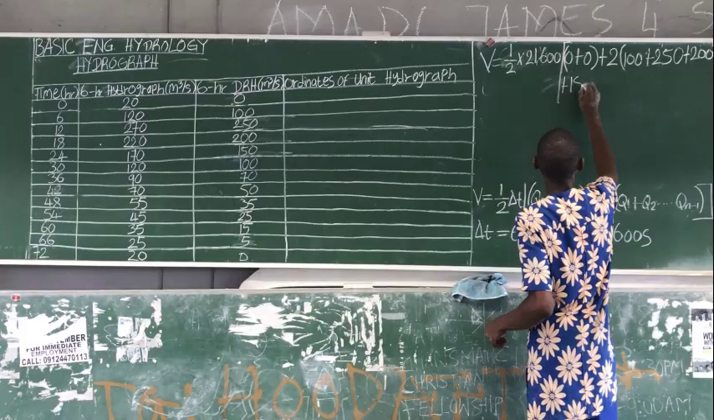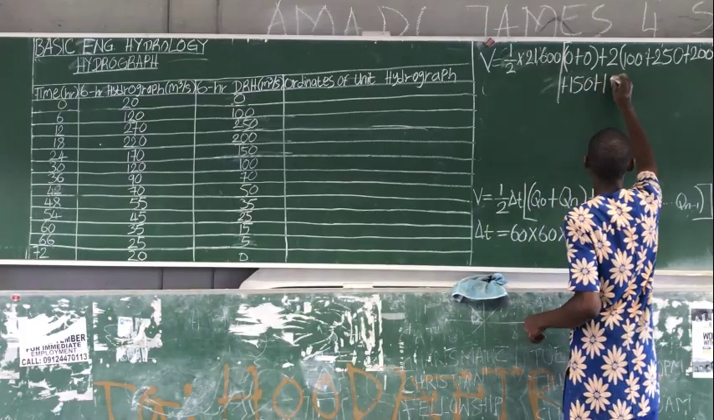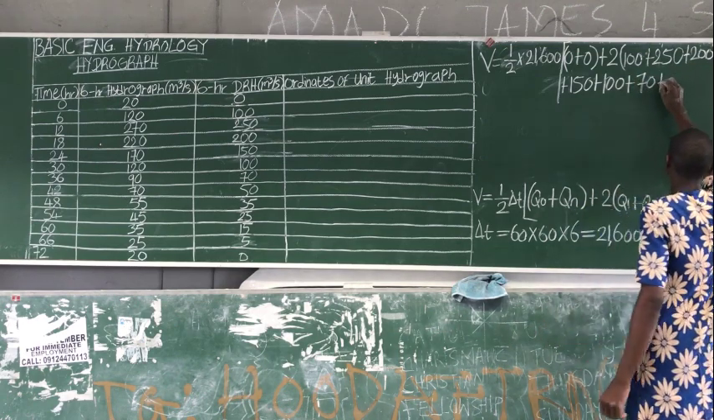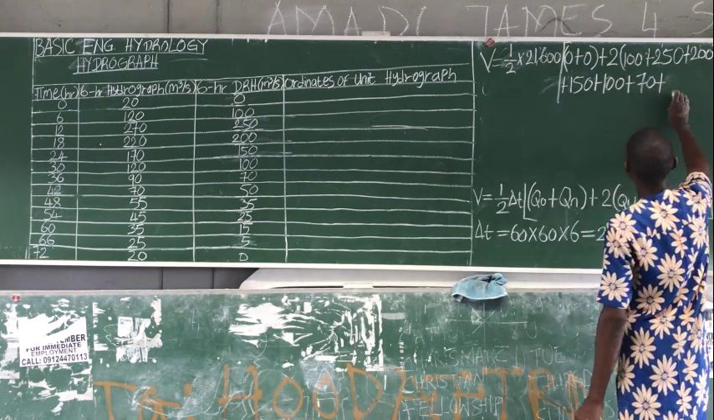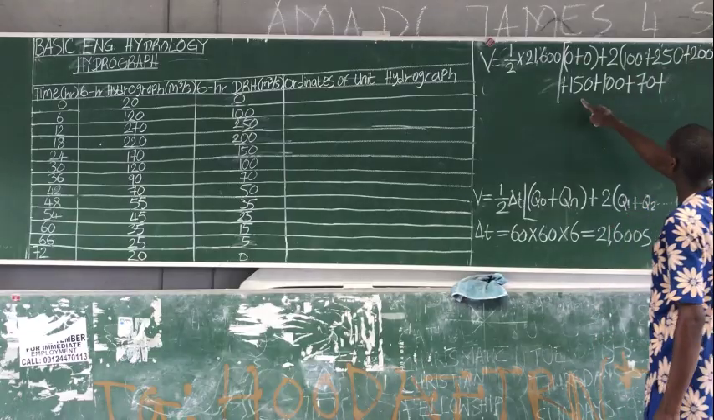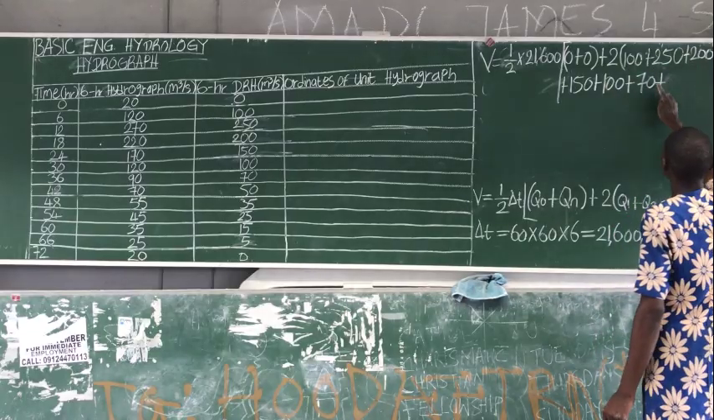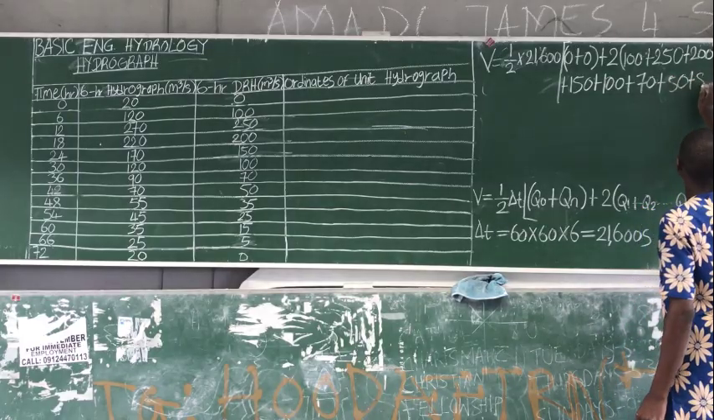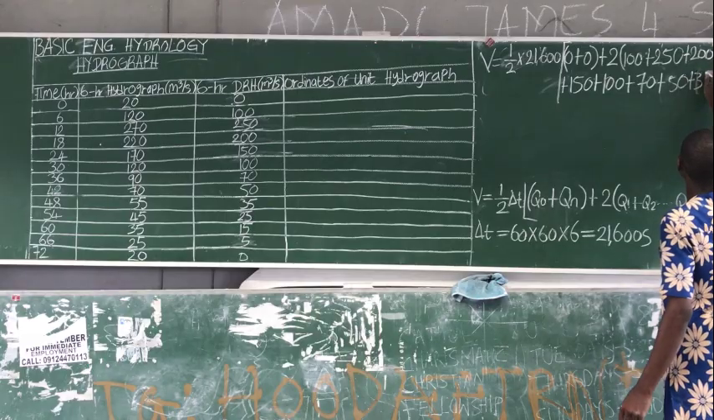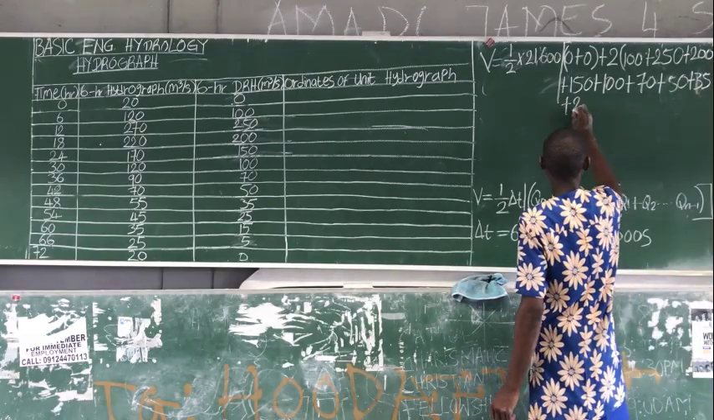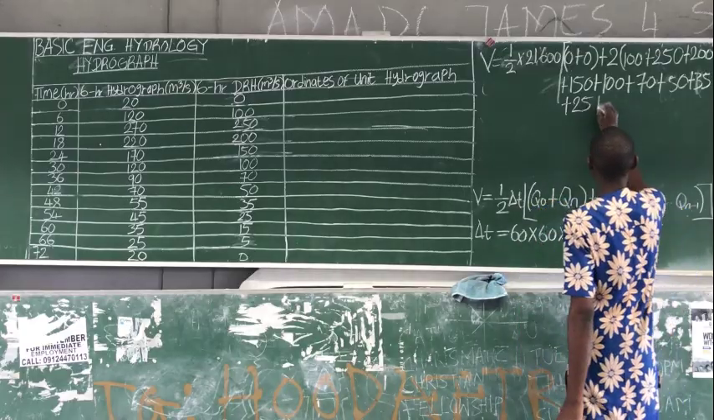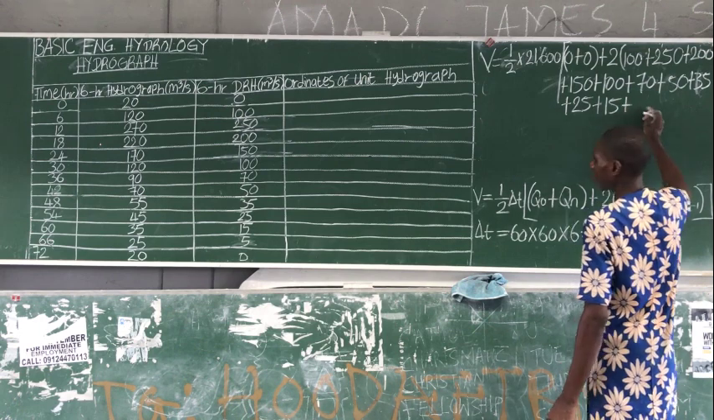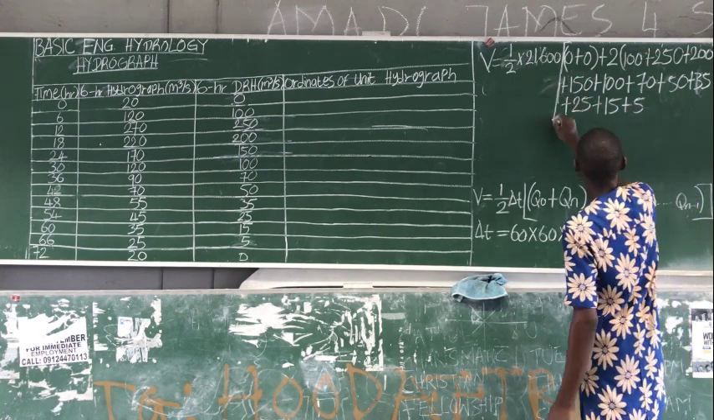Our Q4 is 150, plus our Q5 100, plus our Q6 70. Okay, these are Q1, Q2, Q3, Q4, Q5, Q6. Our Q7 is 50. Our Q8, 35. Our Q9, 25. Our Q10, and then our Q11, which is our Qn minus 1, is 5.